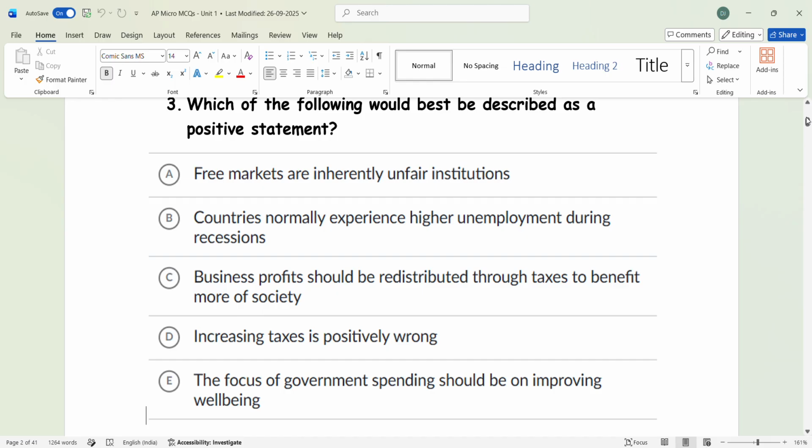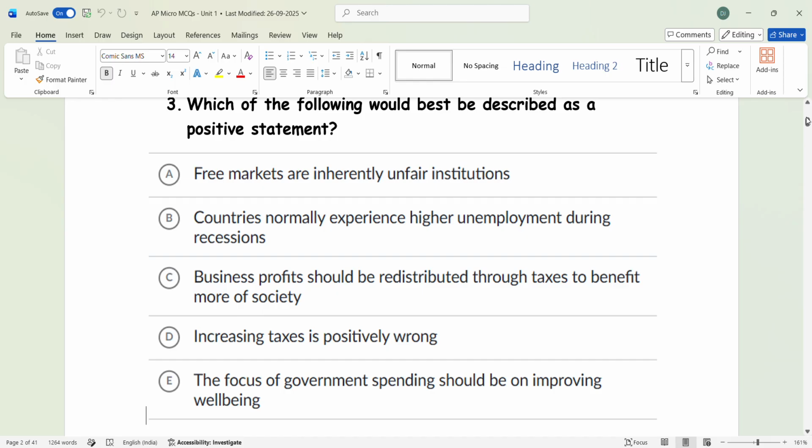Now, out of these 5 options, this is a little tricky one, so I'll just explain this a bit. Out of these 5 options, A, C, D, and E are normative statements rather than positive statements. They are basically giving value judgments, right? Free markets are inherently unfair institutions. Now we really don't know, right? So it's just an opinion by someone, right?